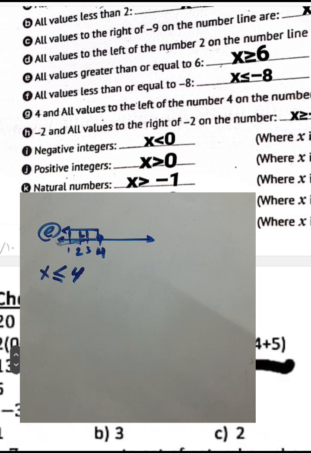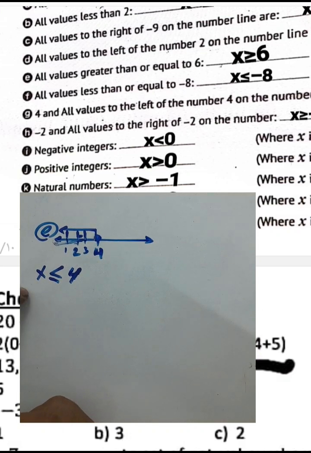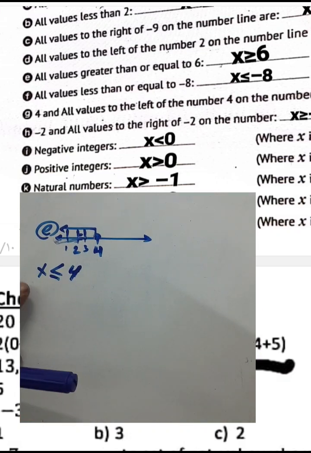Okay, less than or equal to, all values less than or equal to. Question letter E, all values greater than or equal to 6, it will be x greater than or equal to 6. All values to the left of the number 2, it will be x less than 2. This equation, don't choose this.